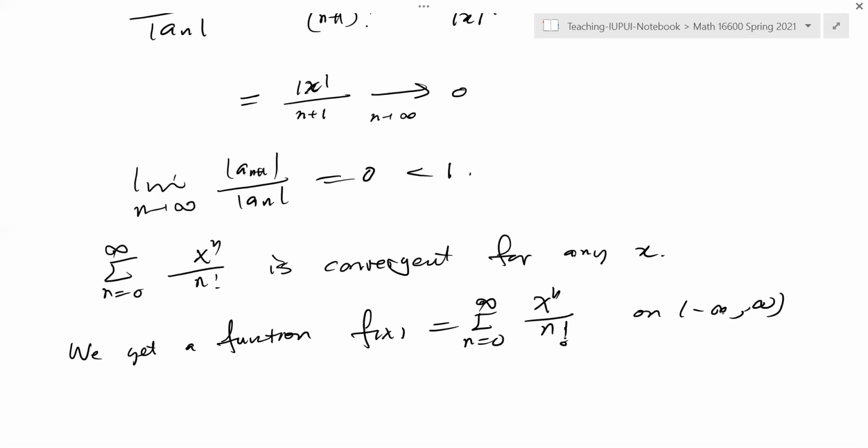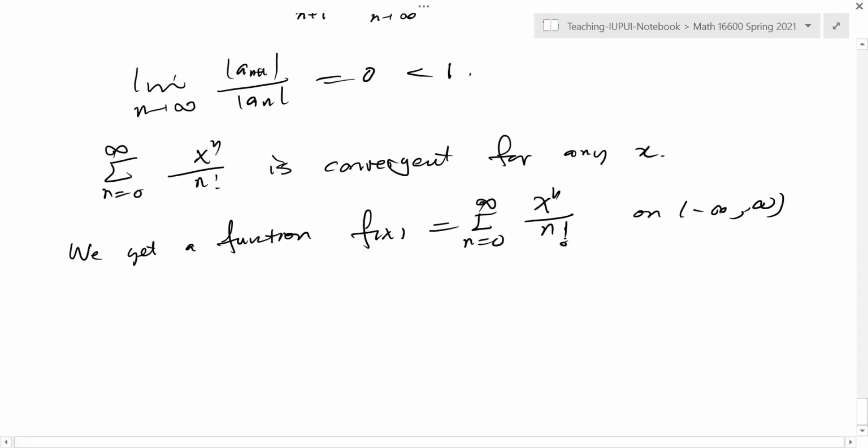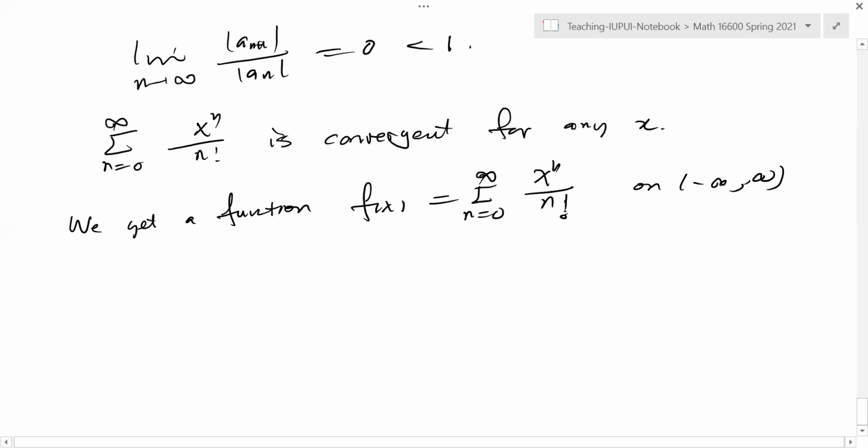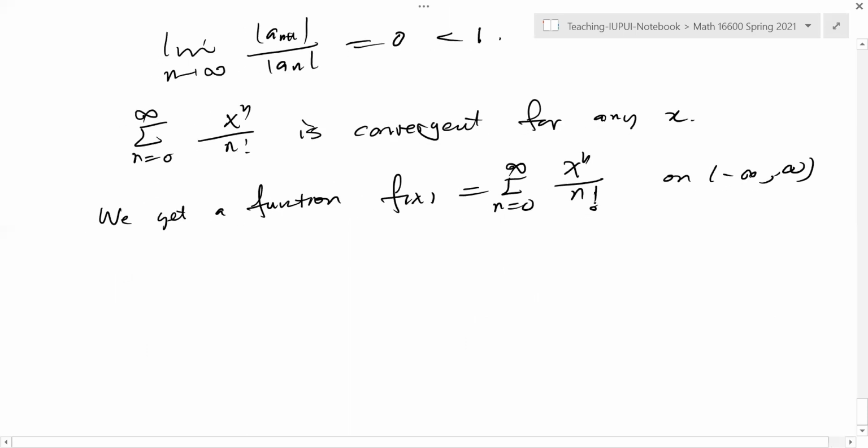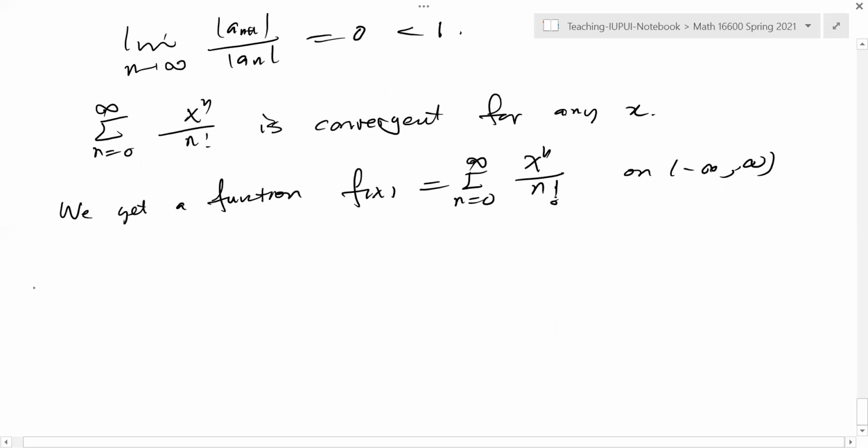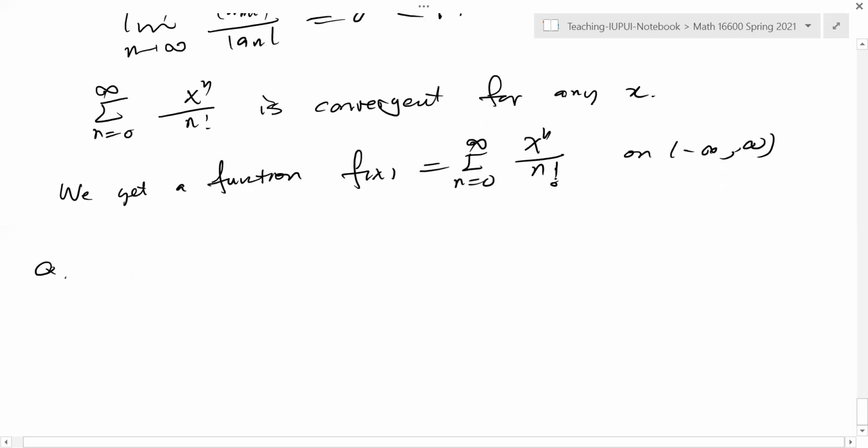Now, what is that function? I will not tell you at this moment. Sometimes this can be expressed as an elementary function. Nothing new here. You don't get a new function. Okay, let's take a look at the next problem.